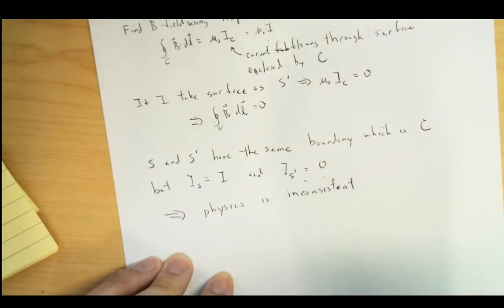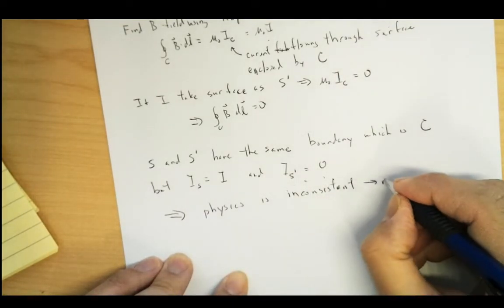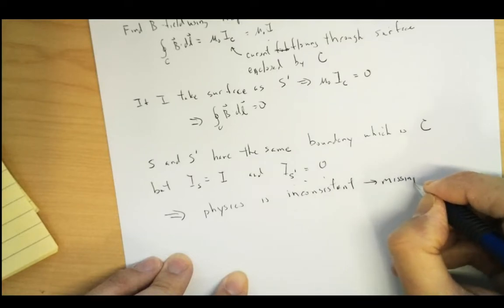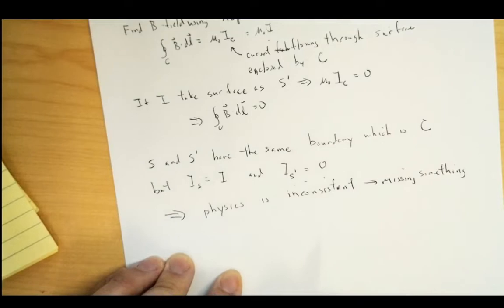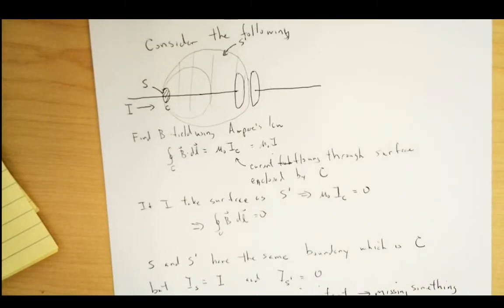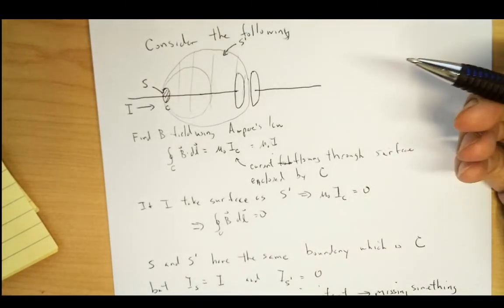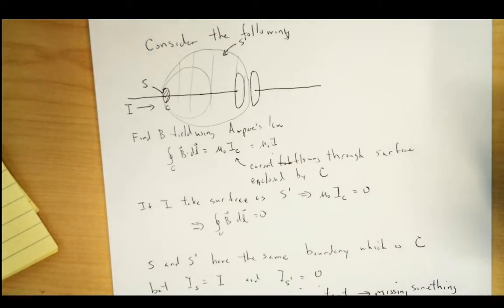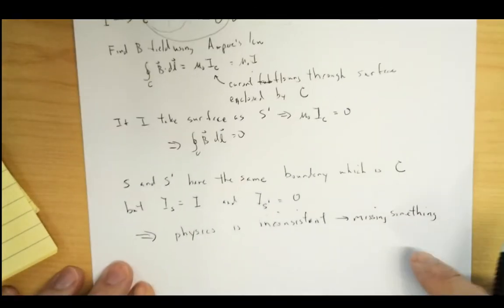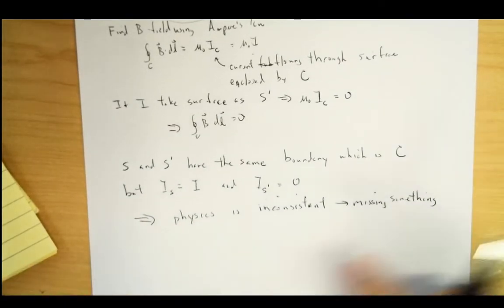Okay. And when it's inconsistent, that means you're missing something. Right? Because there's one thing that's important for physics: no matter what the situation is, you have to get the same result. If you're getting different results, that means you're missing some critical piece. All right? So some physics is missing. Let's talk about that missing something.